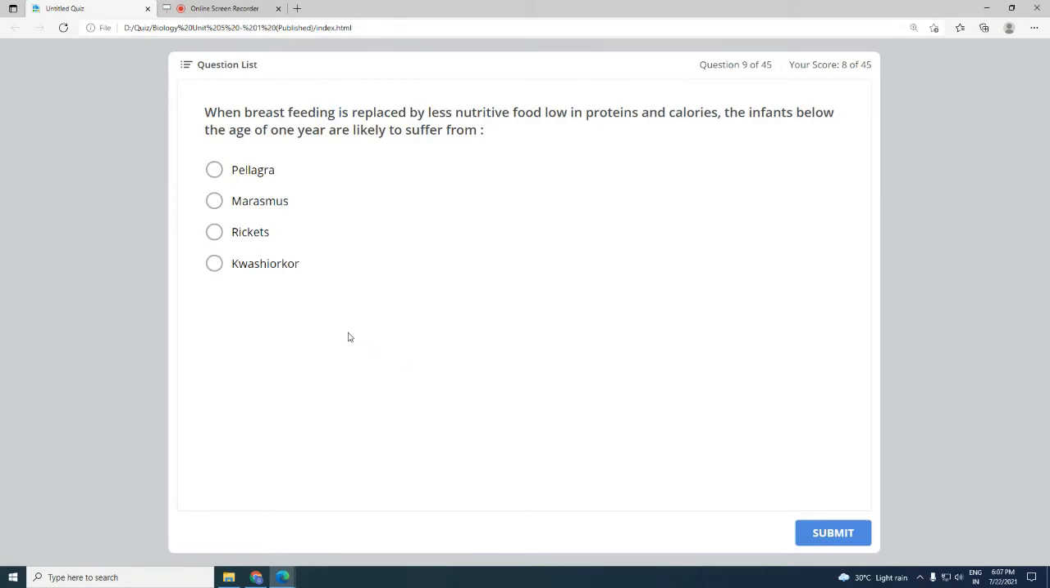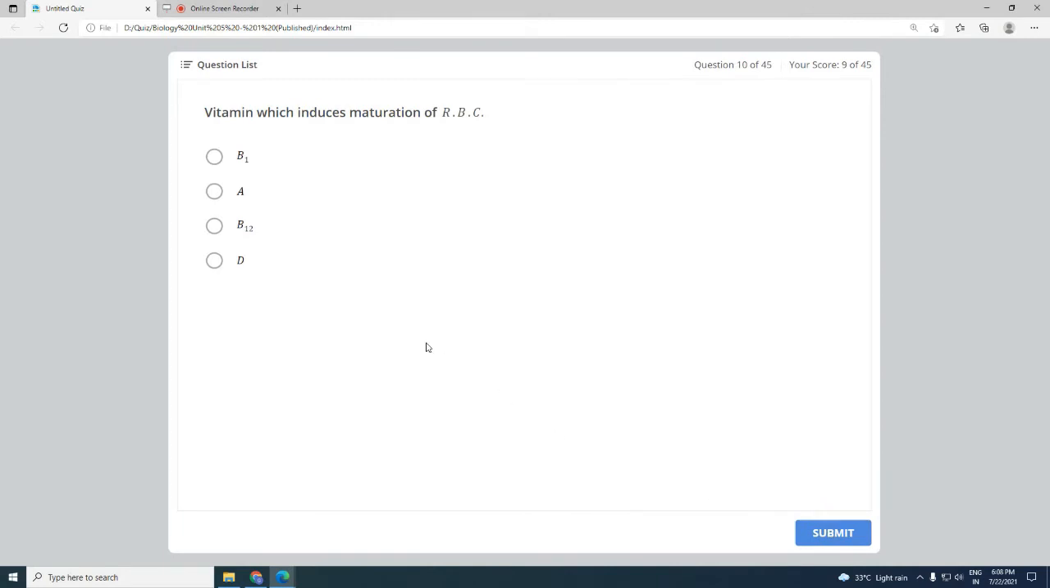So the right answer for the question is marasmus. Option B is the right answer. The next question: which vitamin induces maturation of the RBC, red blood cells? Which one? B1, B12, or vitamin D? Which is the right answer?